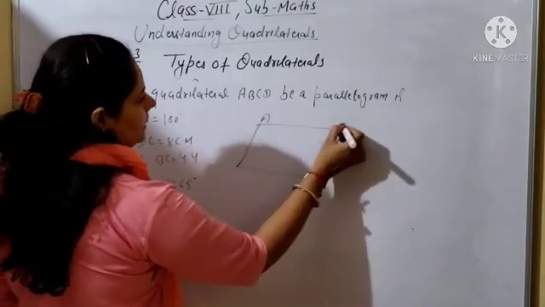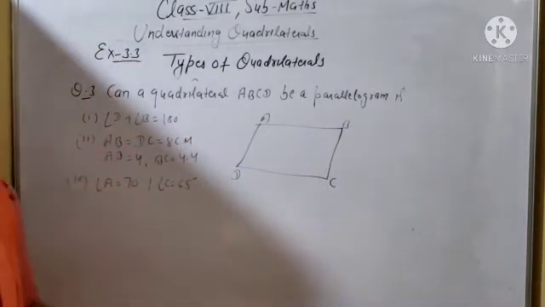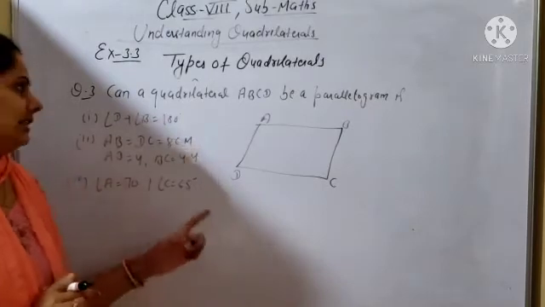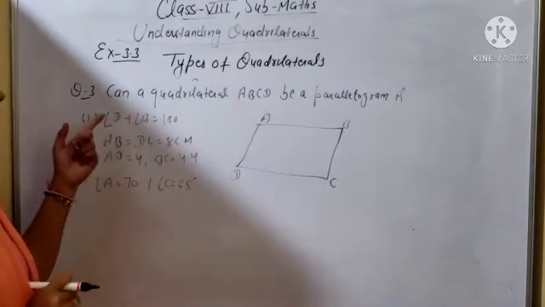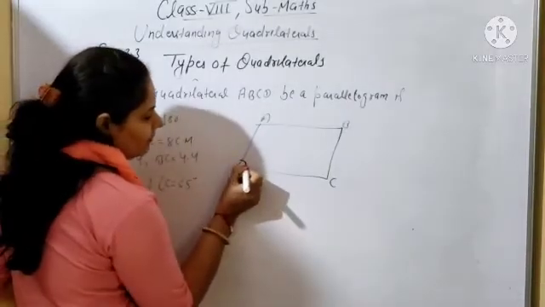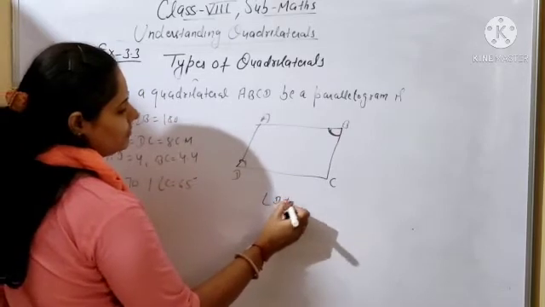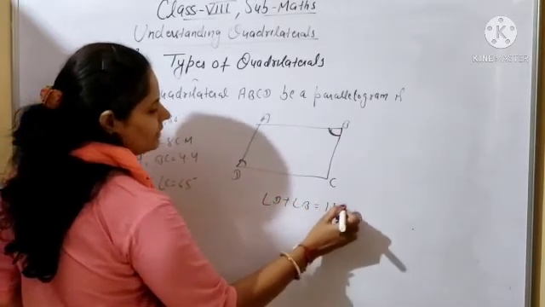Okay, A, B, C, D. So this quadrilateral can be a parallelogram if angle D plus angle B is equal to 180 degrees. So this one is angle D and this one is angle B. Okay, and D plus B is 180 degrees.